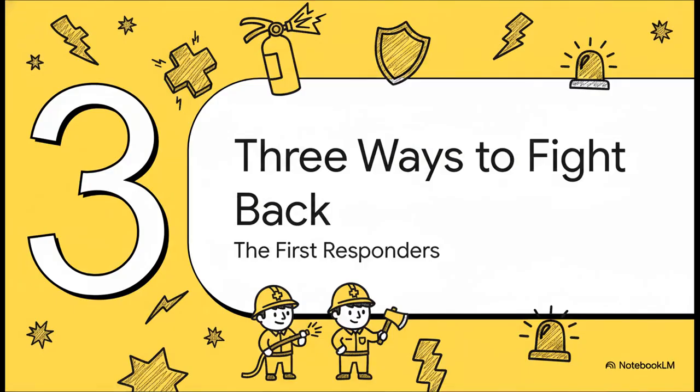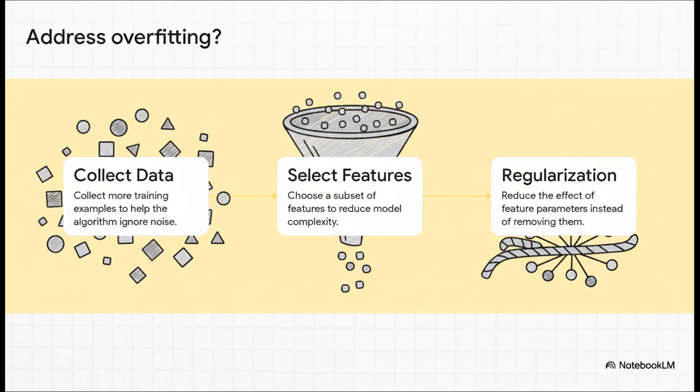So, how do we fight this villain? How do we combat overfitting? Well, there are a few common strategies people try first. Let's think of them as the first responders on the scene. The first line of defense is often, just get more data. The hope is that you can drown out the noise with more examples. Another tactic is something called feature selection, which is basically being pickier about the information you even let the model see. But the third, and often the most elegant and powerful approach, is a technique called regularization.